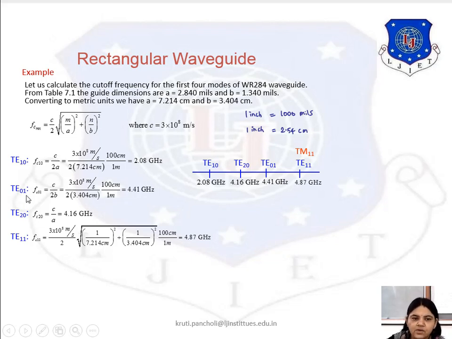Again, for TE01, TE20, TE11, for the different modes, we can find the cutoff frequency by using this relationship. So TE10, as I said, you can keep in mind: fc10 is equal to c upon 2a, c upon 2b, c upon a. This way we can find out the cutoff frequency for propagating the different modes.